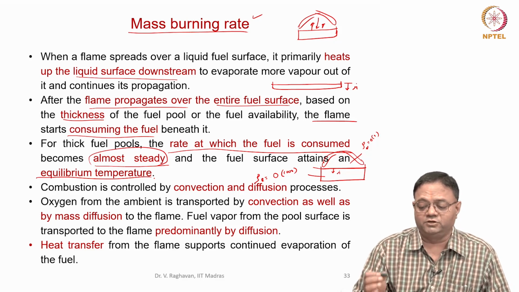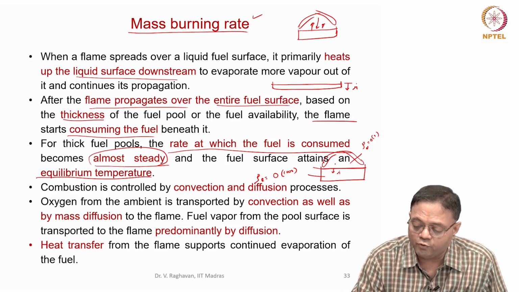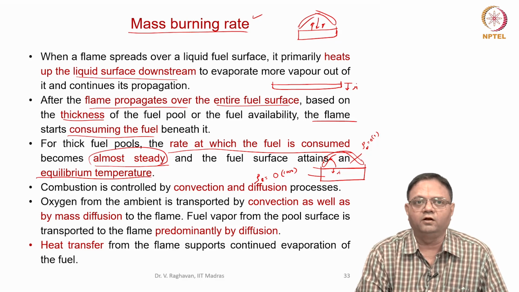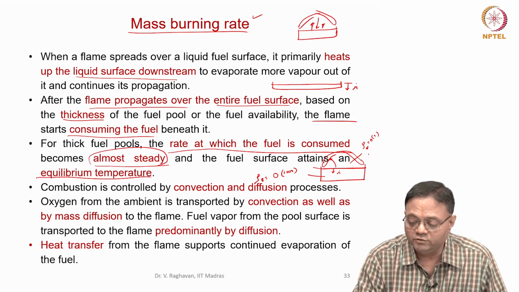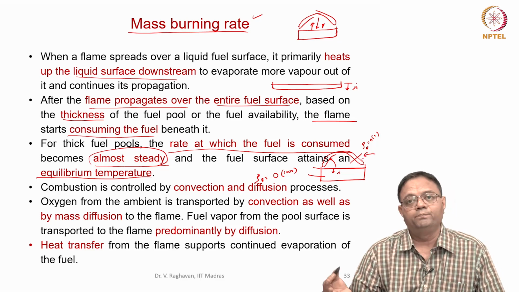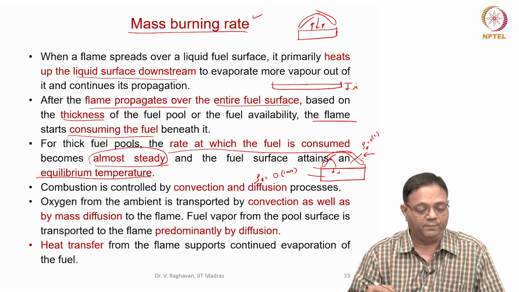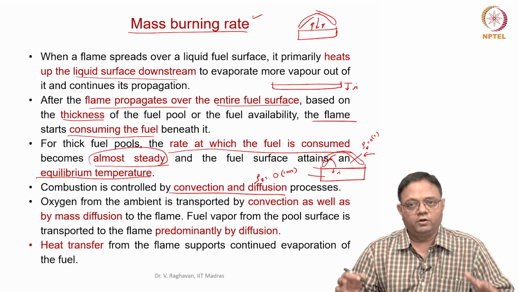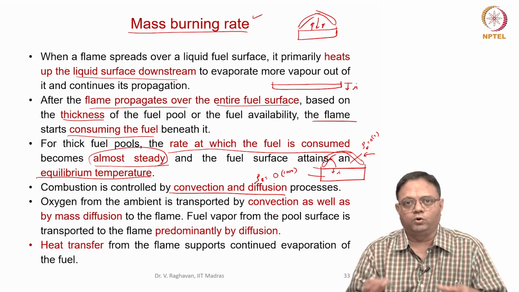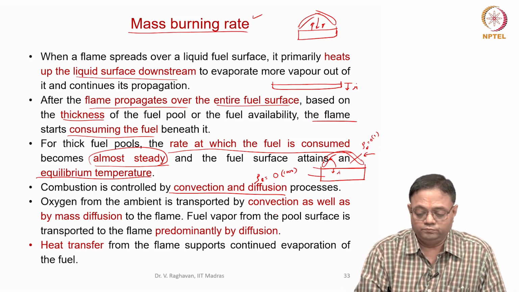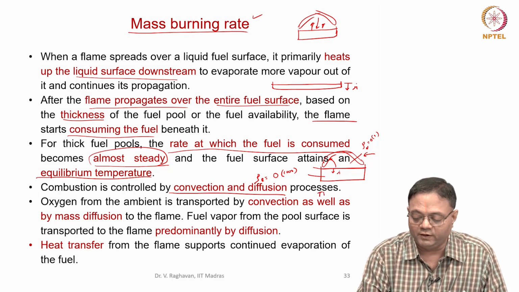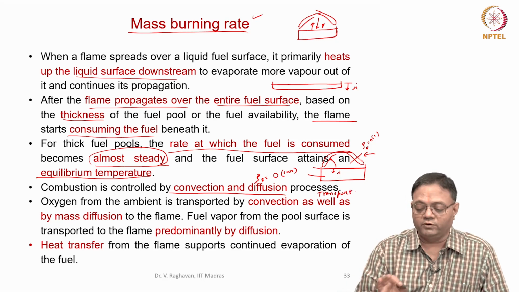So, now this combustion is fuel vapor comes from the surface by diffusion or aided by convection. Similarly, ambient air comes from the surroundings to the flame. So, this combustion process, when the entire pool is surrounded by a flame, is controlled by convection and diffusion, or we can say transport processes. Transport processes control that.